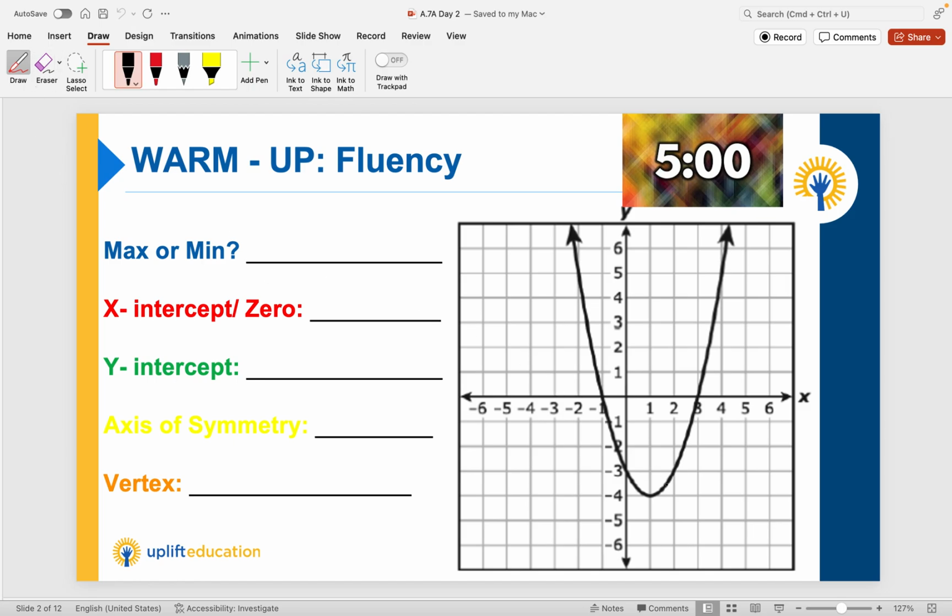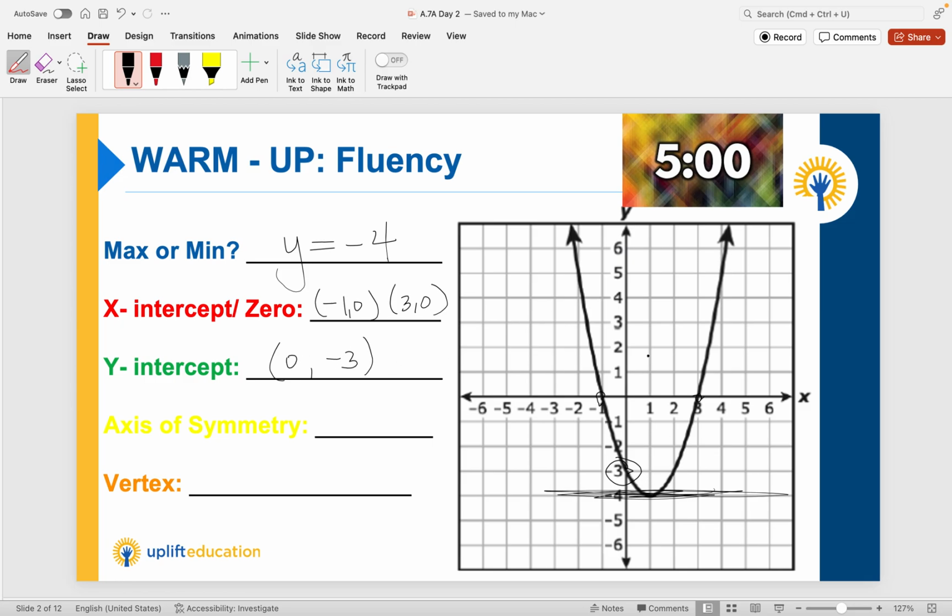All right, so the max and the min. We know that this is a minimum, and the minimum is the bottom, and it's going through -4, so that's why it's y equals -4. Our x-intercepts are right here and right here, where we have (-1, 0) and (3, 0). The y-intercept is touching right here, where y is -3, so x is 0.